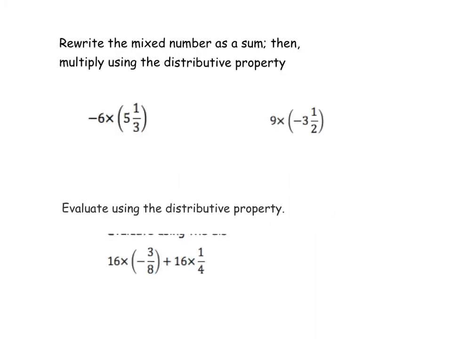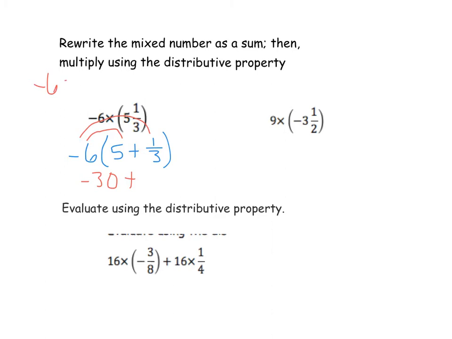All right, 2 more types of problems, I think. This next one says, rewrite the mixed number as a sum and then multiply using the distributive property. So this mixed number, 5 and 1/3, remember, really just means 5 wholes plus 1/3 extra. So I'm going to rewrite that -6 times 5 plus 1/3. And then I can use the distributive property. So I'm going to distribute over the parentheses to get -30 plus -6 times 1/3.